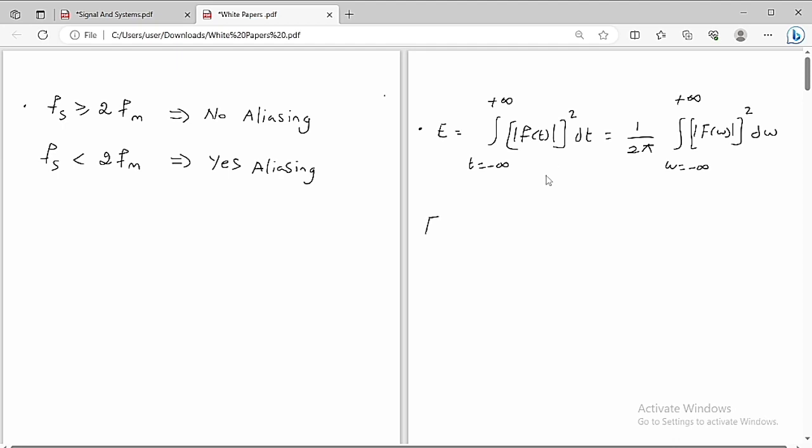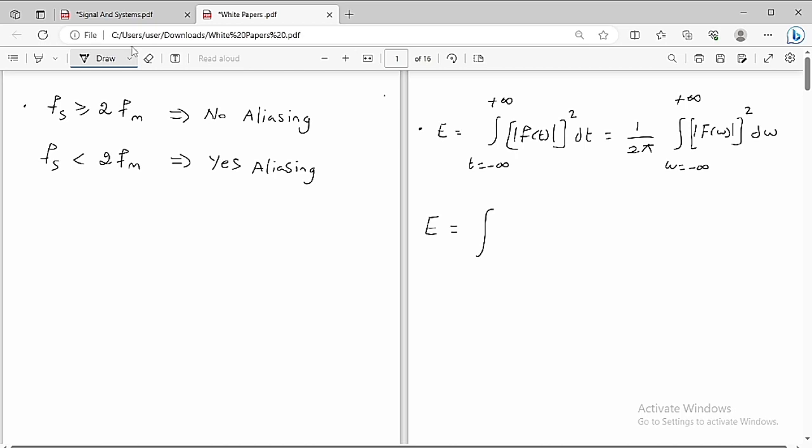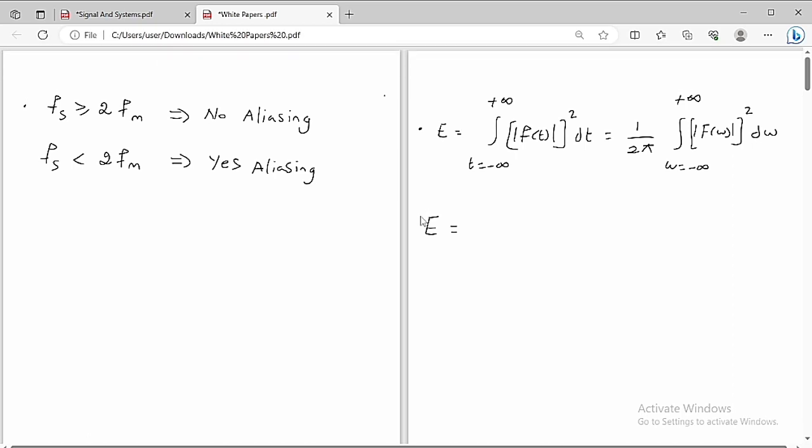But if you want to write in the discrete time domain, then replace f of t by f of n. Then the integration will become summation. So let me write this part. This is the discrete time domain expression: sigma n equal to minus infinity to plus infinity of mod of f of n whole square. So this is the discrete time domain.